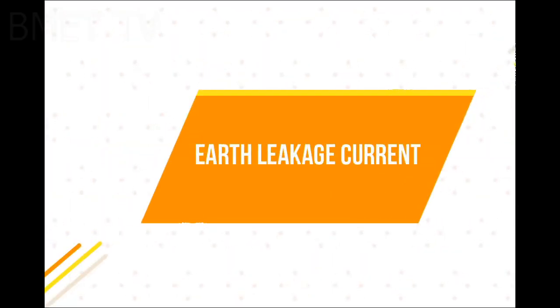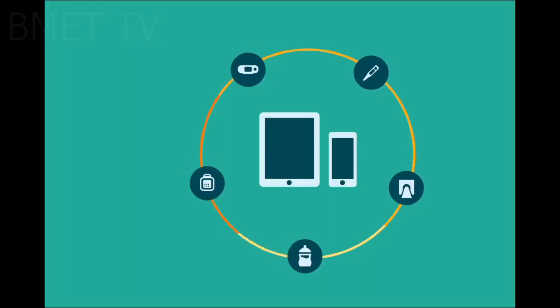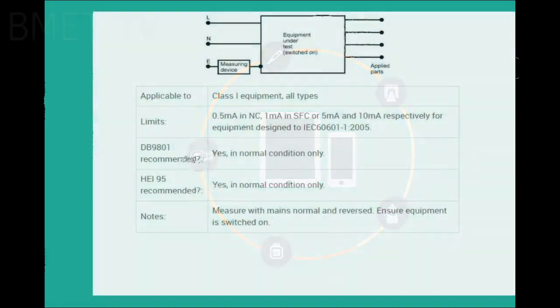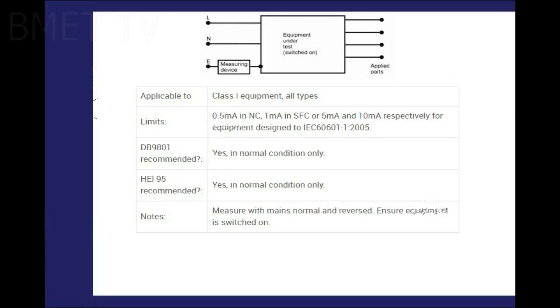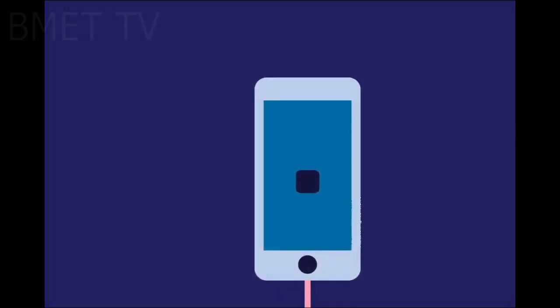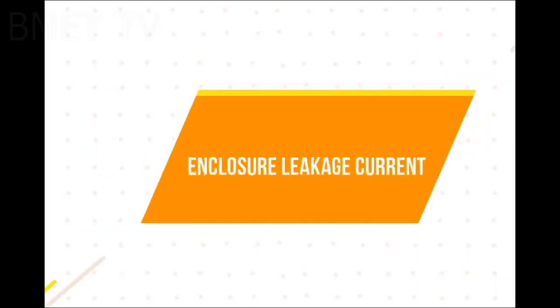Earth leakage current. For Class 1 equipment, earth leakage current is measured as shown in Figure 12. The current should be measured with the mains polarity normal, and it is recommended that the earth leakage current be measured in normal condition only. Many safety testers offer the opportunity to perform the test under single fault condition, neutral conductor open circuit. This arrangement normally gives a higher leakage current reading.